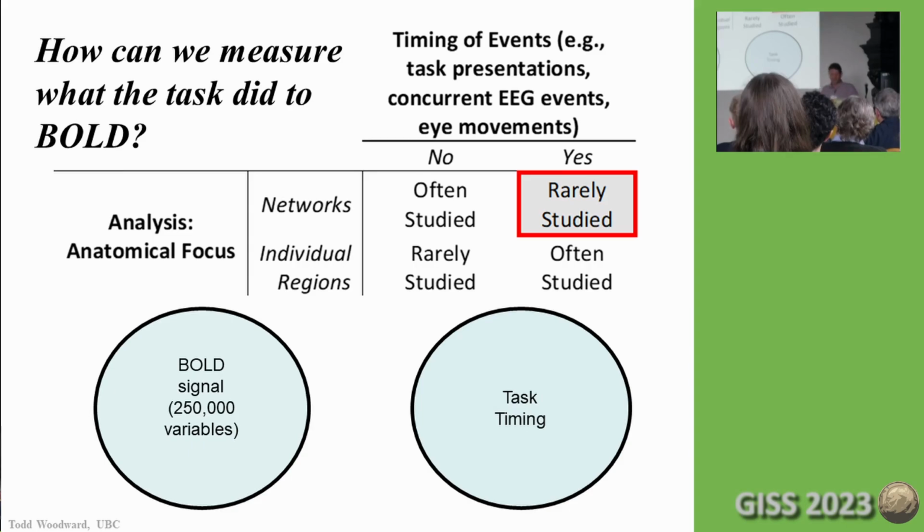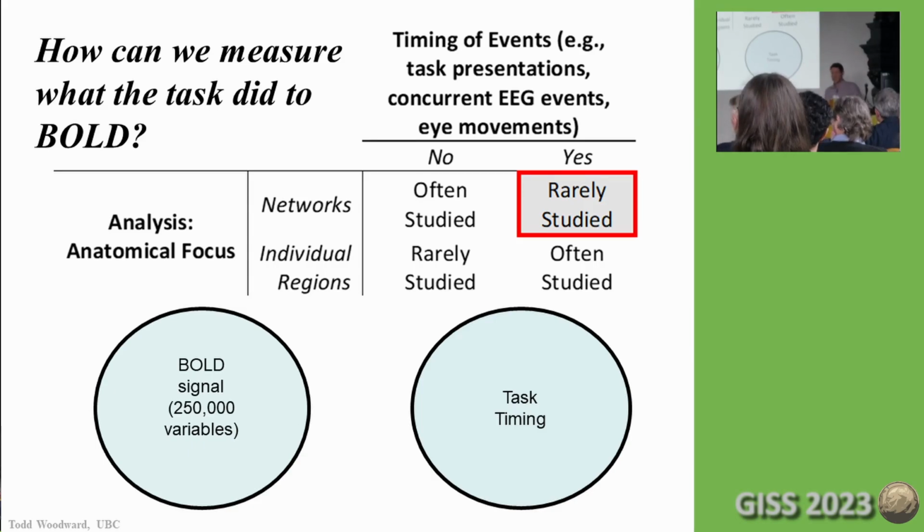Okay, so if we just have this 2x2 table here, the history of fMRI analysis can kind of be broken down. We have in the rows here the type of analysis. So we can do an analysis that focuses on networks or individual regions. So the traditional GLM is actually carried out as a univariate analysis on every single one of those 25,000 brain areas. But we can also use task timing. So do we have task timing or not?